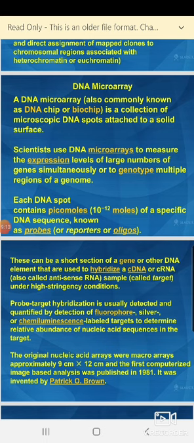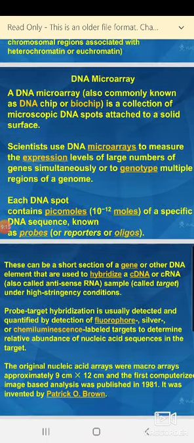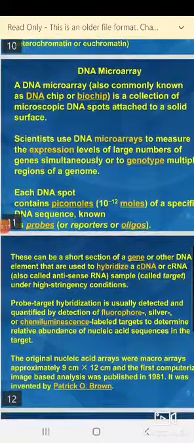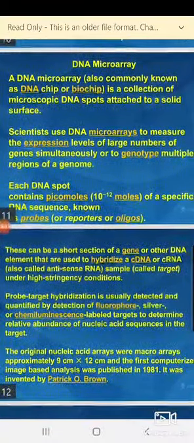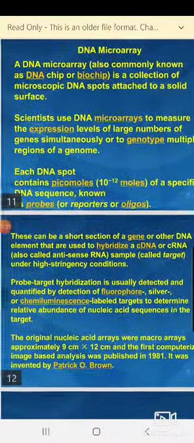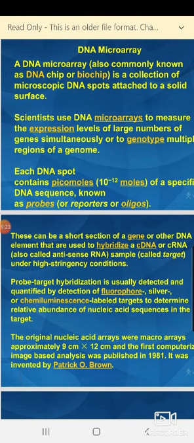Scientists use DNA microarray to measure the expression level of a large number of genes simultaneously, or to genotype multiple regions of a genome. So this is the reason, this is the principle. So simultaneously we can study a huge amount of genomic expression, as well as we can do genotyping of multiple regions of a genome.